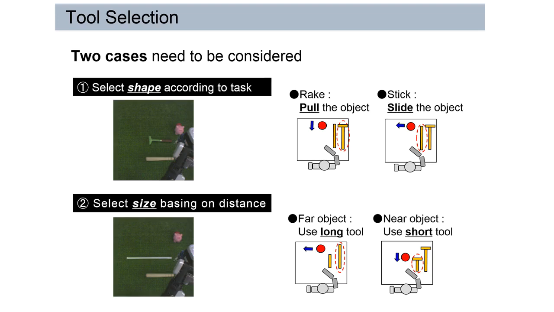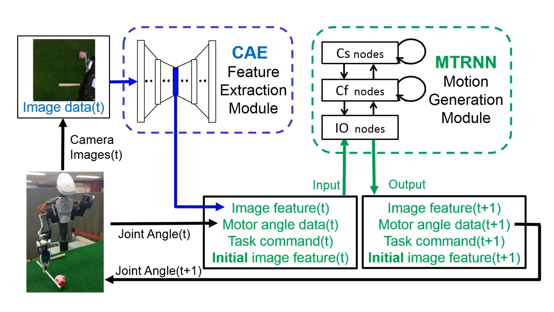As for tool selection, there are two types that need to be considered. First is selecting the tool according to its shape, whose function meets the purpose. And the second type is selecting the tool of the appropriate size based on the distance to the target. Therefore, we constructed a model that can consider both selections. This is the proposed model.